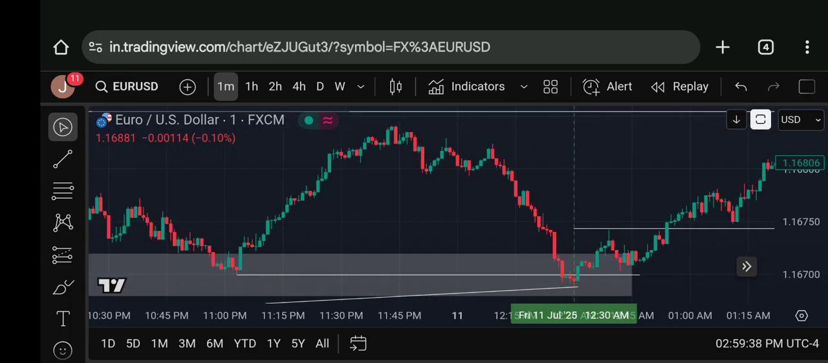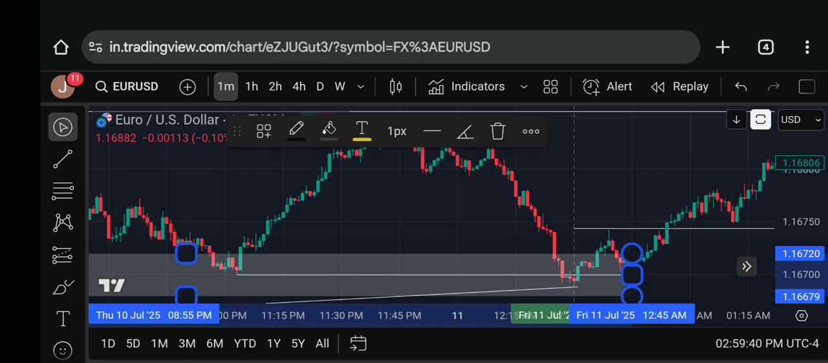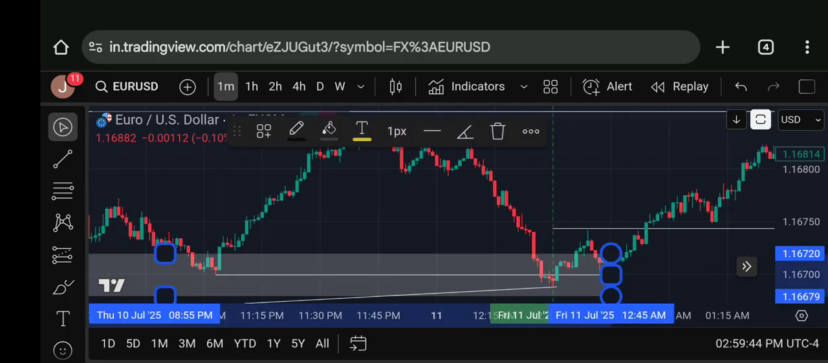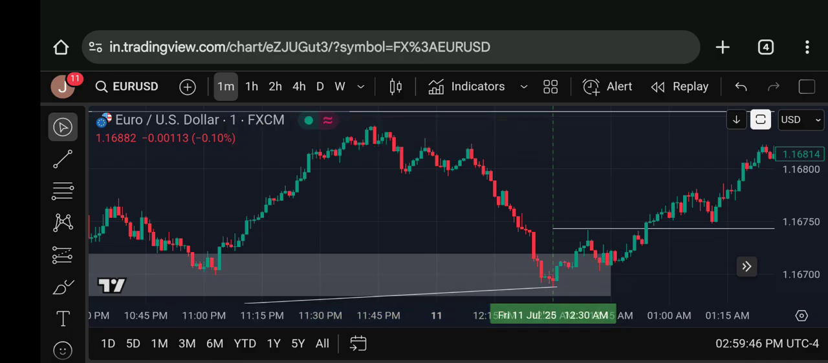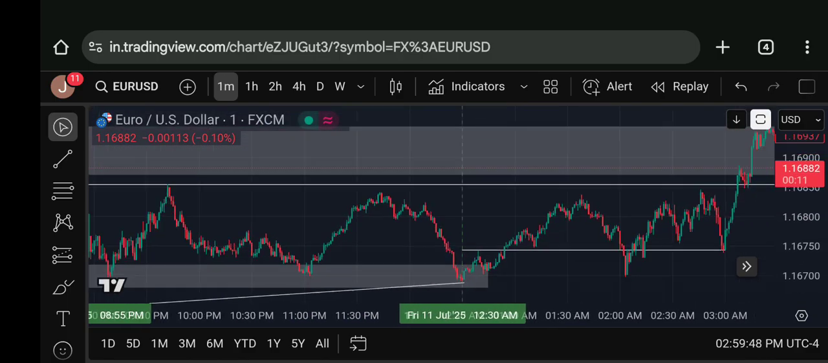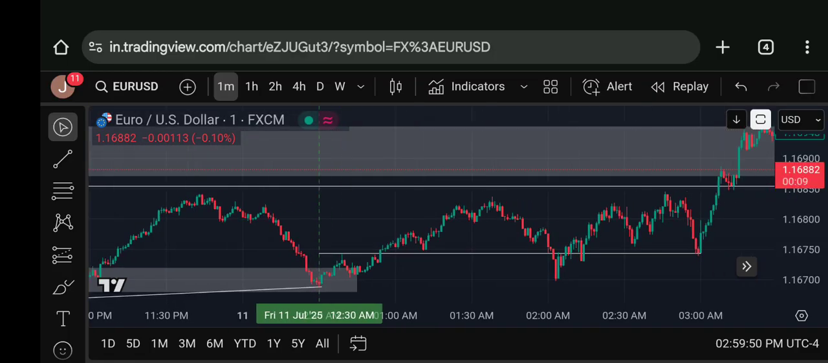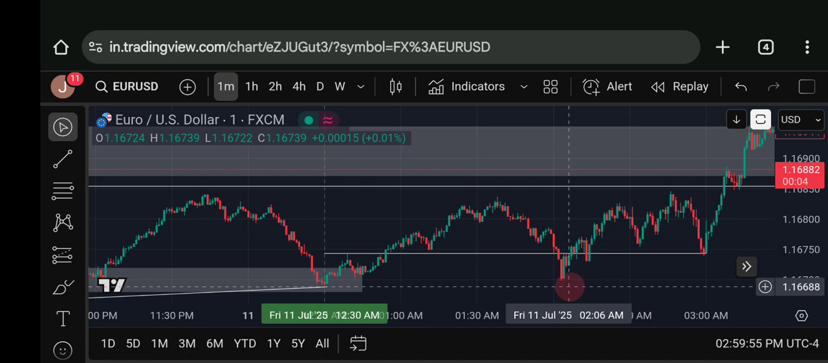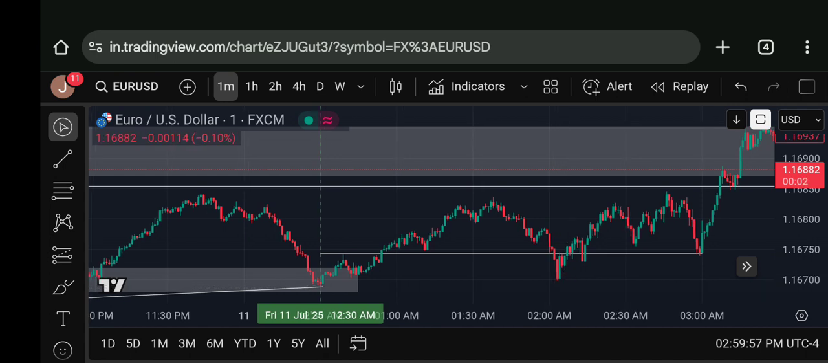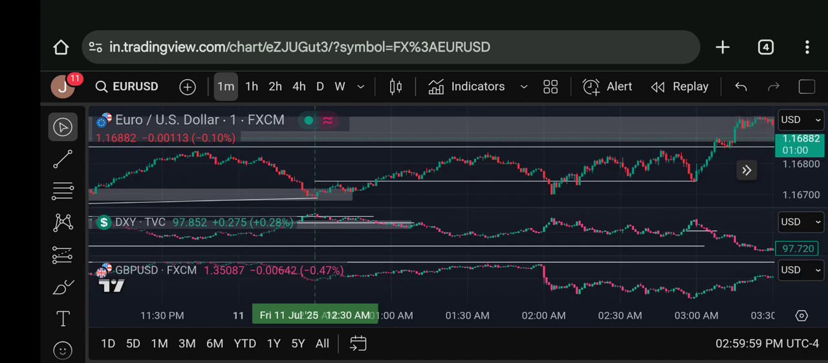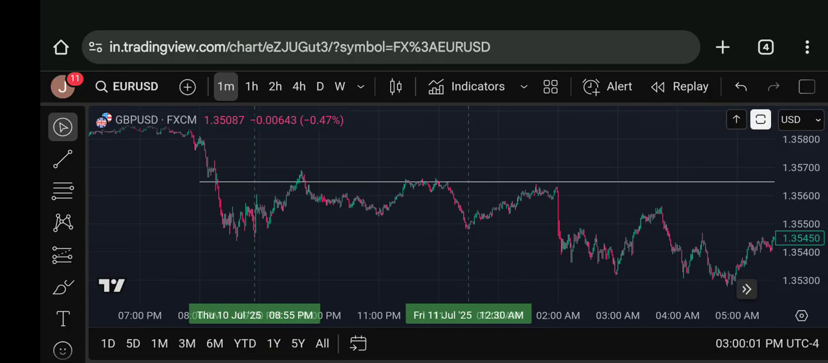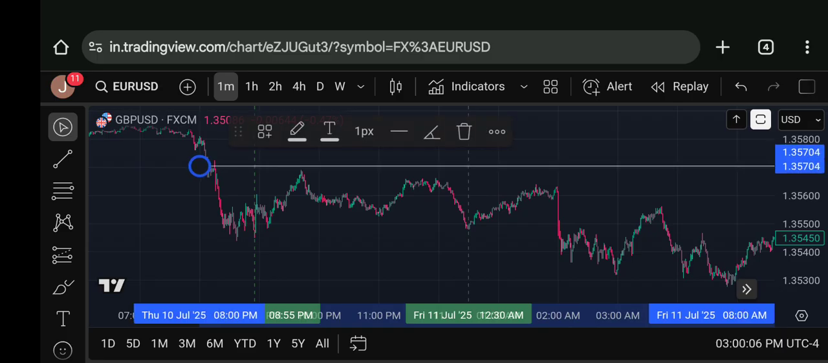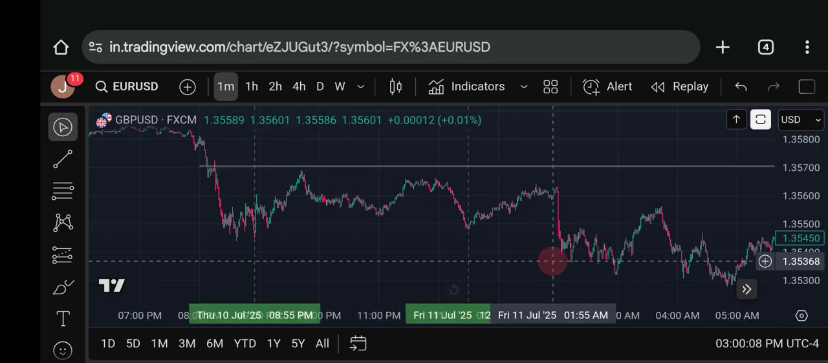Also there was a mini liquidity sweep here. I'm talking about this mini liquidity sweep. And then what happened was, guys, I entered and then you can see that price went up to here, then came all the way back down. Why did it happen? So first of all, if I took this trade on GBP USD, our target would be here, right?